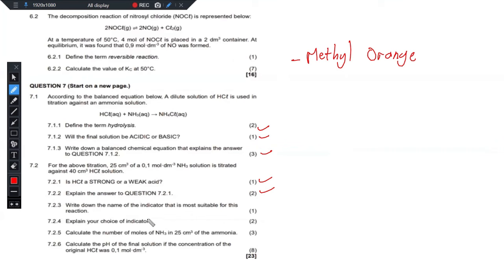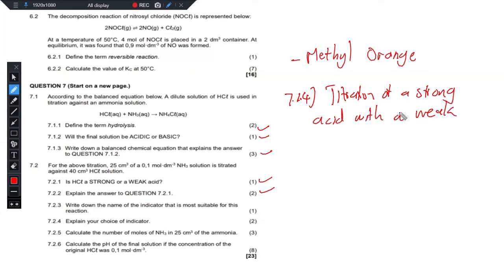Then explain your choice of indicator. This is because we are doing a titration of a strong acid with a weak base. So NH3 here is a weak base. So now you understand why this whole solution was acidic. We are reacting a strong acid with a weak base. So obviously, the whole reaction has to be acidic. Right. Then that's it. We have explained that.